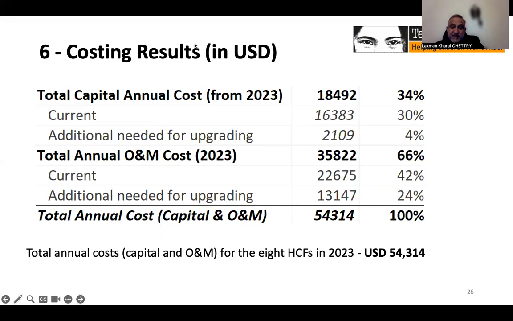Here we are showing our costing results in terms of annual cost. Both the capital and operation maintenance costs are broken down to current, that is existing cost, and additional costs needed for upgrading coverage and functionality of WASH facilities and services, as mentioned earlier. The total cost for the 8 healthcare facilities in 2023 was calculated to be nearly 54,000 US dollars. We can also see here that the fraction of the annual operation maintenance cost is bigger than the initial investment or the capital cost. We can move to the next one now.